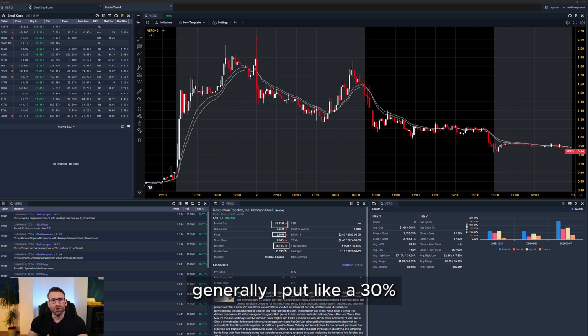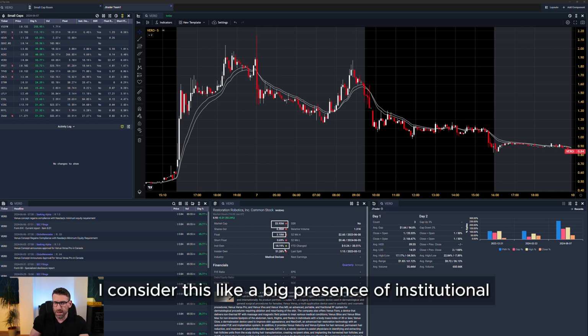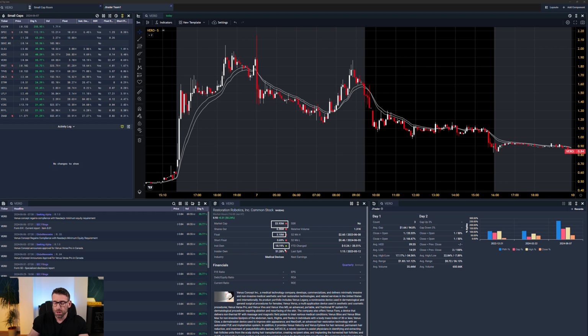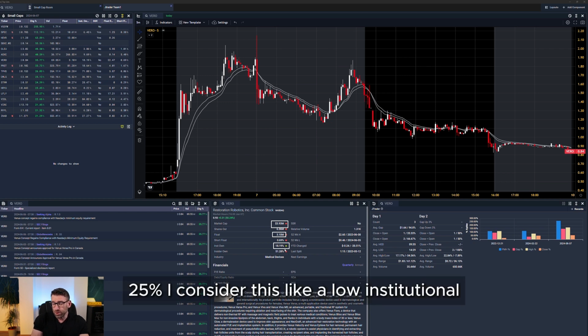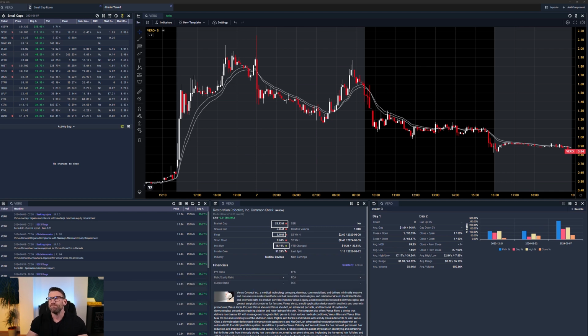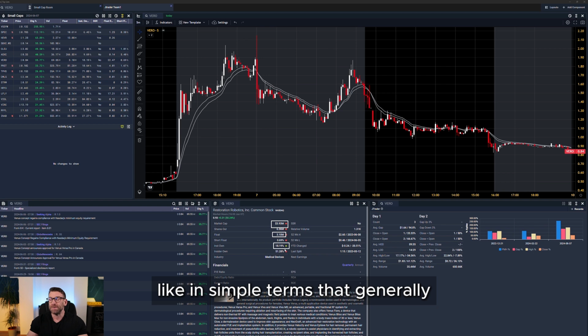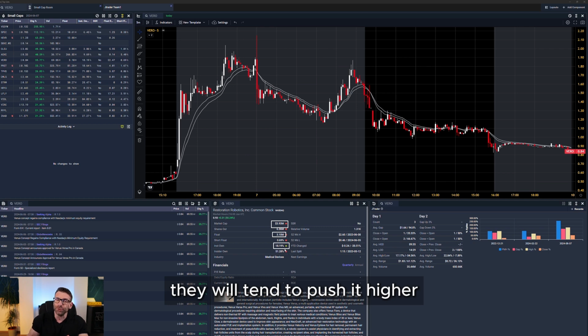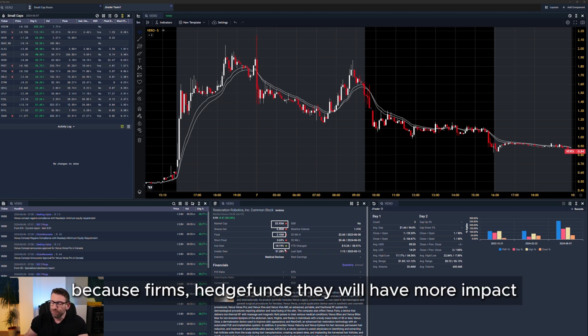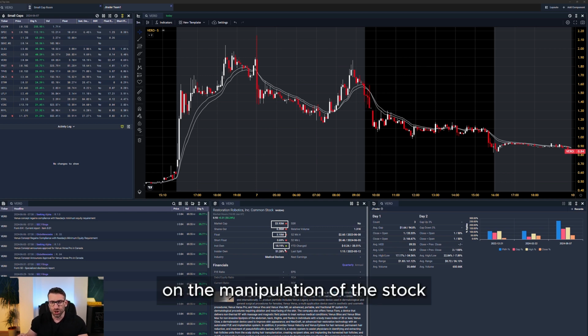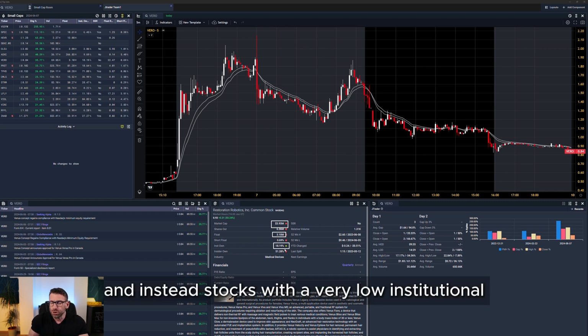Generally, I put like a 30%, 35%. So above 30, 35%, I consider this a big presence of institutions. And below, 30, 25%, I consider this low institutional. We can say, in simple terms, that generally a stock with high institutional ownership will tend to be pushed higher, because firms and hedge funds will have more impact on the manipulation of the stock, so they will try to push it higher. Instead, a stock with very low institutional ownership tends more to fail.